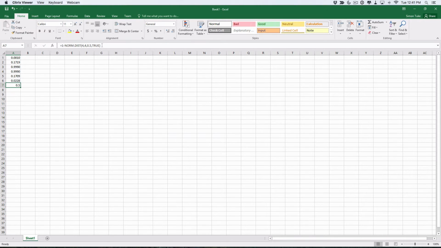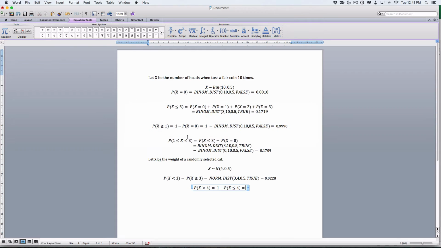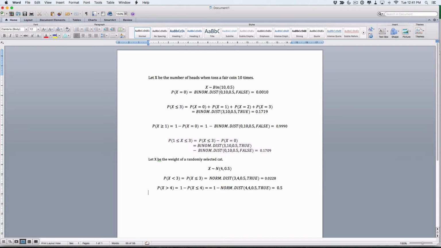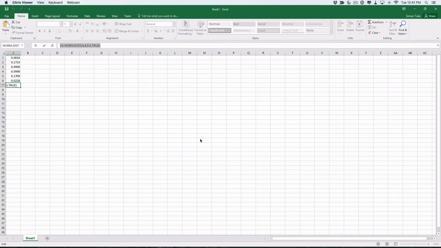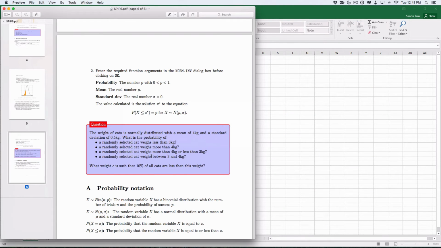So let's write down our working. And then that equals 0.5. Next one. We want it to weigh more than 4 kilograms or less than 3 kilograms.